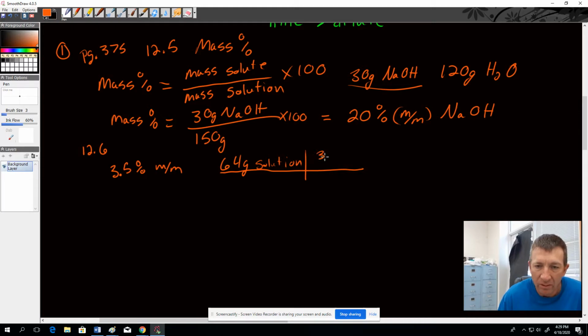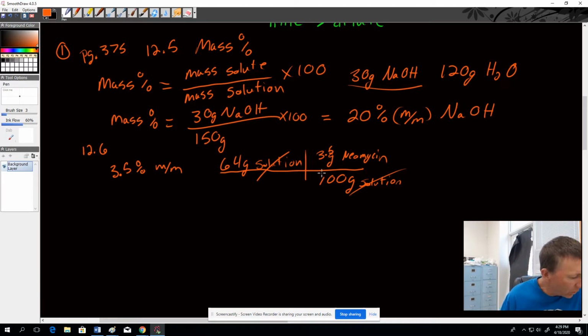3.5% really means there is 3.5 grams of the neomycin in 100 grams of the solution. So with a conversion factor, solution cancels solution. Then we just go 64 times 3.5 divided by 100, and we have 2.2 grams of neomycin, if I spelled neomycin right. So that's how we can use a conversion factor. If we know the percent, we can just work it backwards from there.